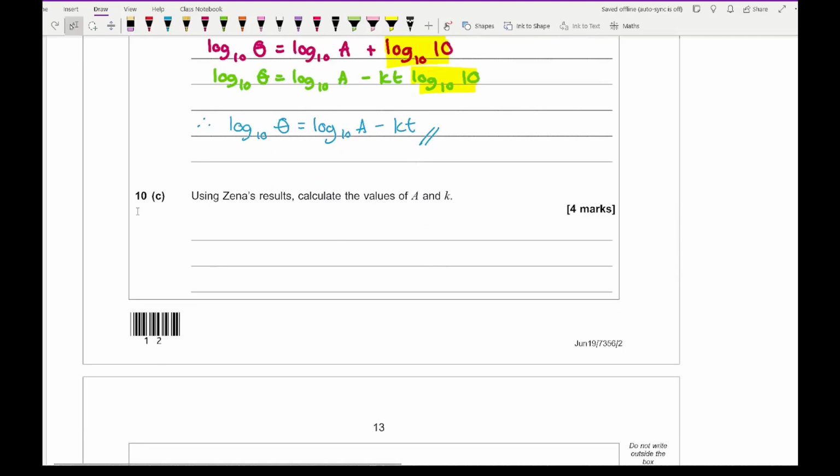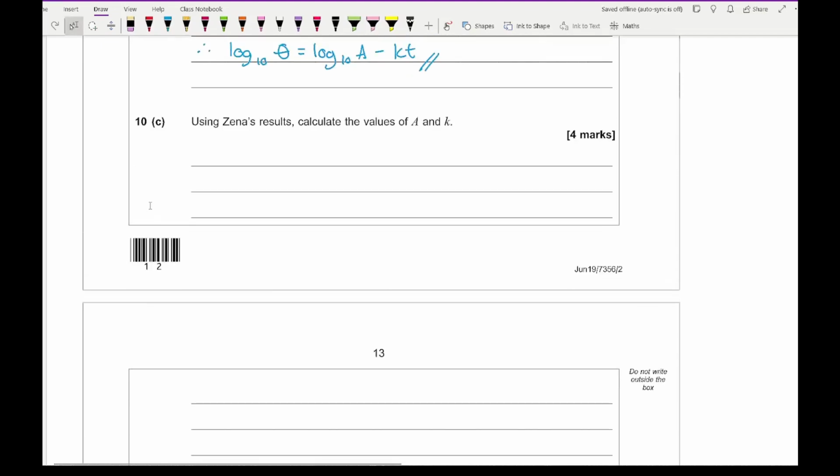It then says using Zena's results, calculate the values of a and k. Now, I have absolutely no idea why they have put this question near the bottom of the paper, because obviously you're going to need a lot more space to actually do this, but let's have a go. So using her results, when t equals 10 and theta equals 30, we end up with a formula of log 10 of 30 equals log 10 of a minus 10k.